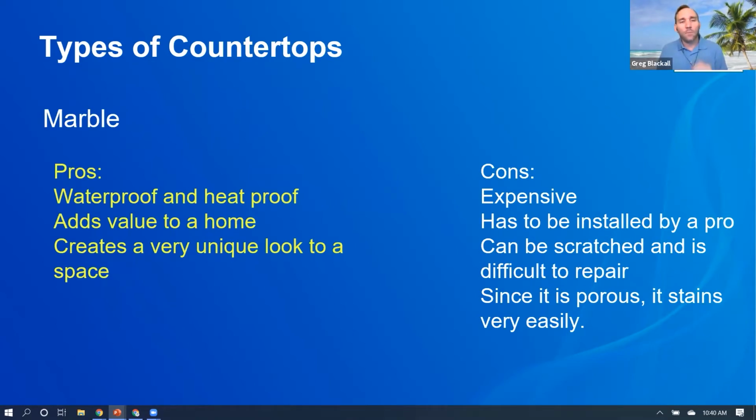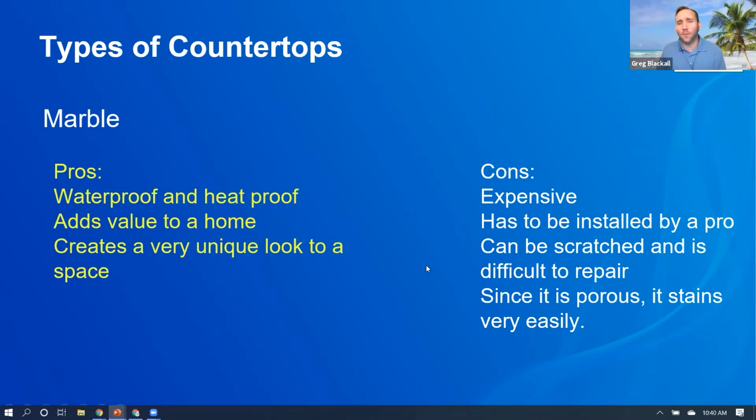But with marble, some of the pros, it is waterproof and heat-proof, because again, it's a stone that gets mined out of the earth, so heat's not really going to bother it. It does add value to a home compared to some of the laminate and some of the others. It creates a very unique look in a space. So there are some things that you can do with marble countertops that you can't really achieve with many other types of countertop, okay?